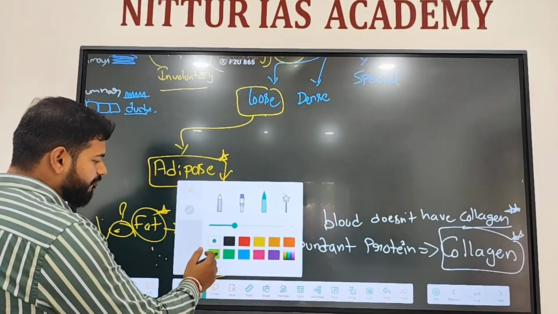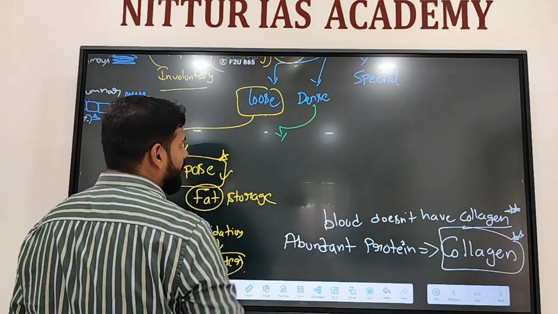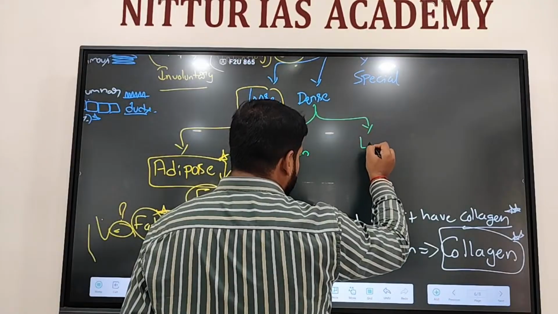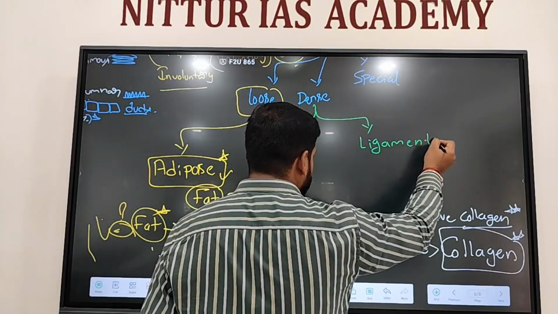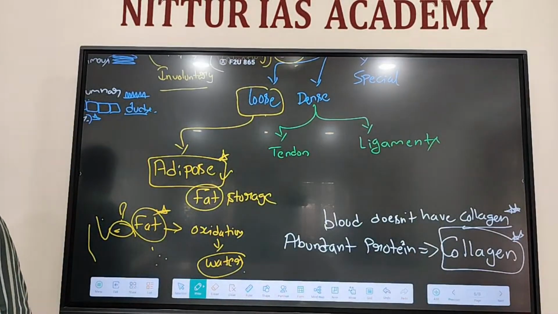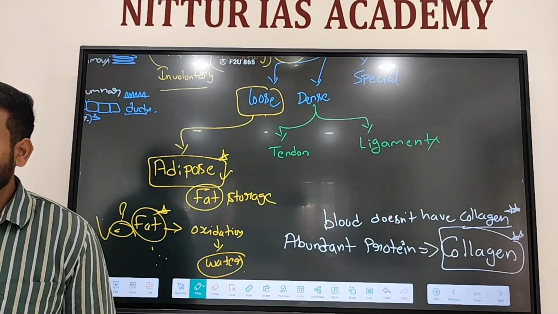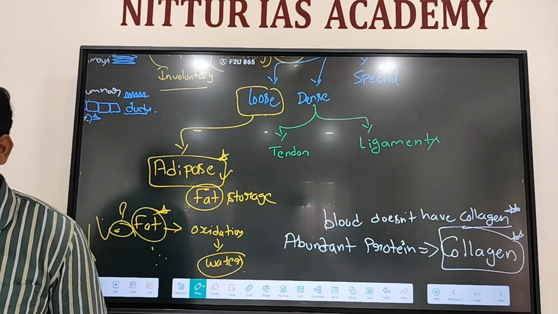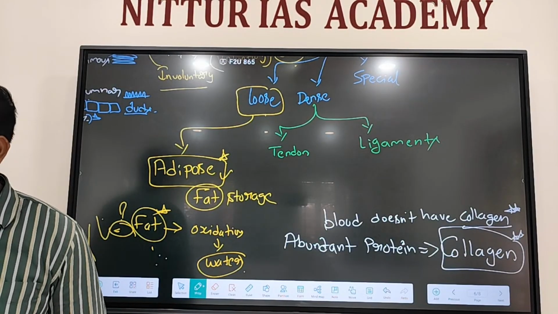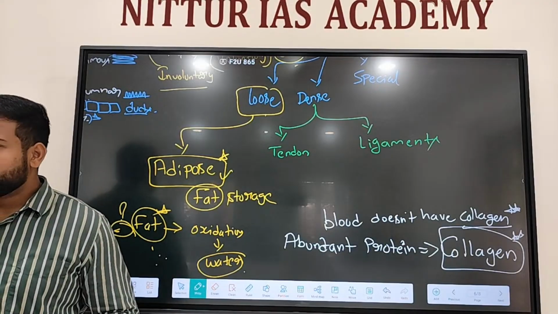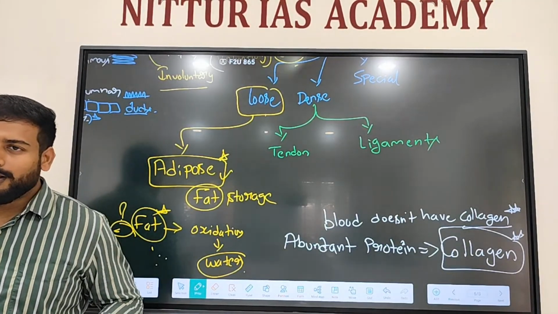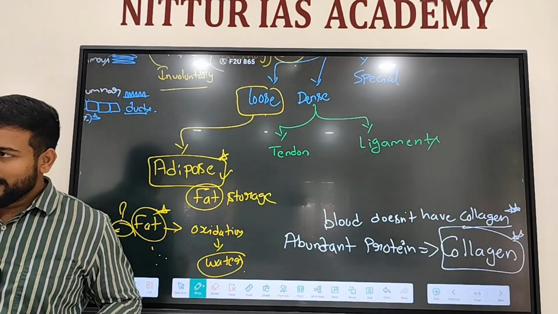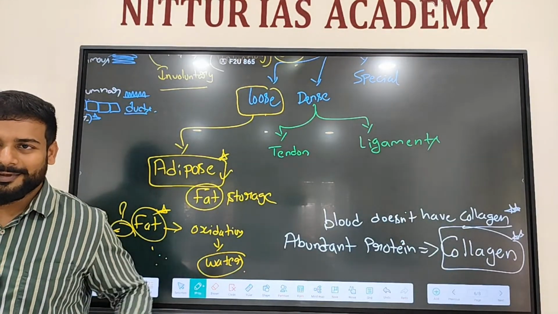Dense connective tissue. We have tendons and ligaments. Do you watch cricket or any sports? You might have heard many times when the bowler slips and his ankle twists while bowling, the commentator says it seems like a major injury, he might have had a ligament tear. Have you heard the term ligament? Do you know ligament? We'll see.